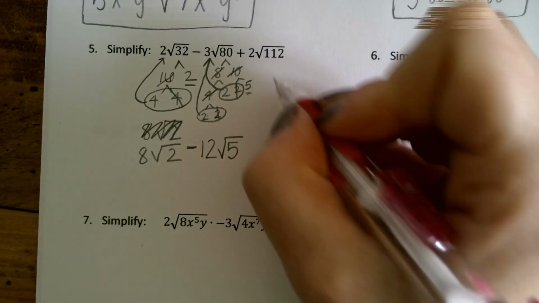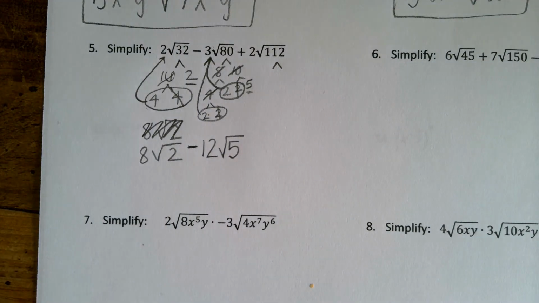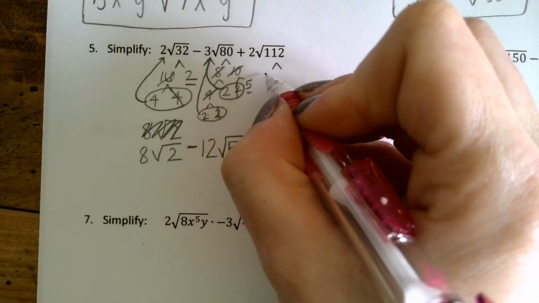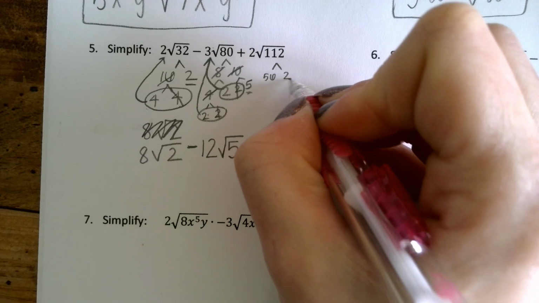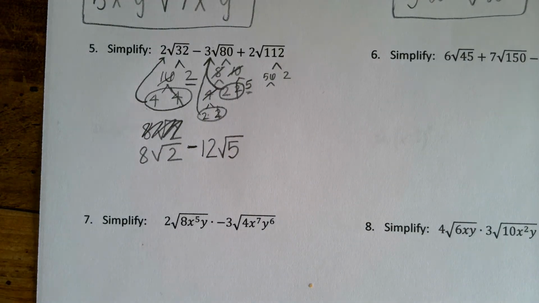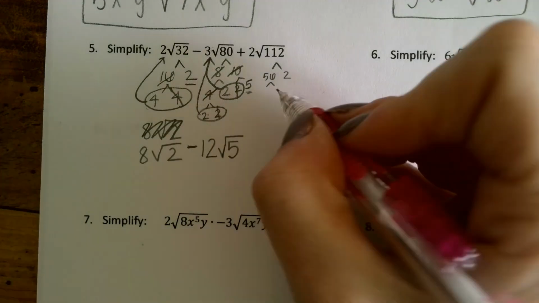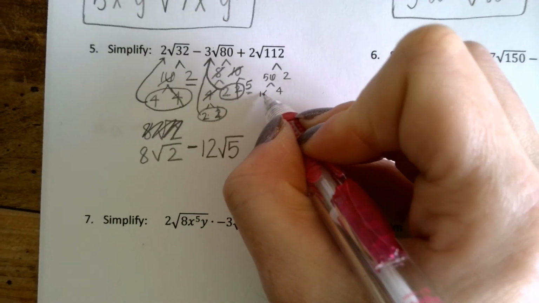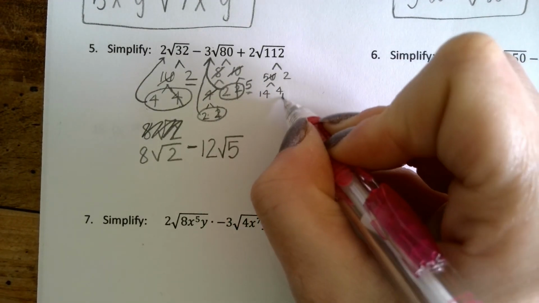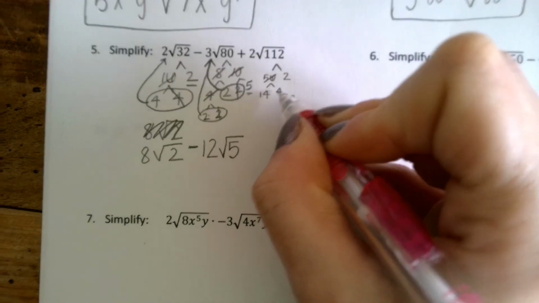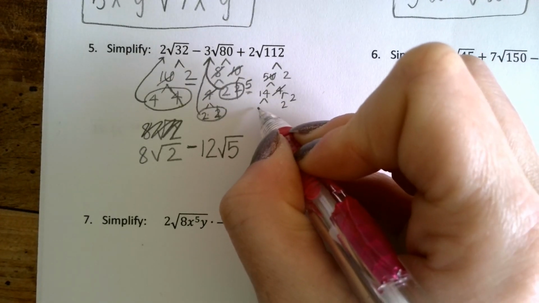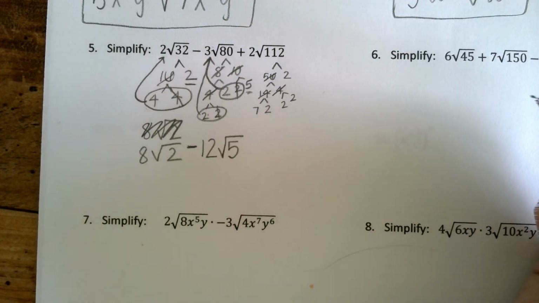Alright, next I'm working with the 112. 112 I can break up into 56 and 2. 56 I can break up into 4 and 14. 4 can break up into 2 and 2. And 14 can break up into 7 and 2.